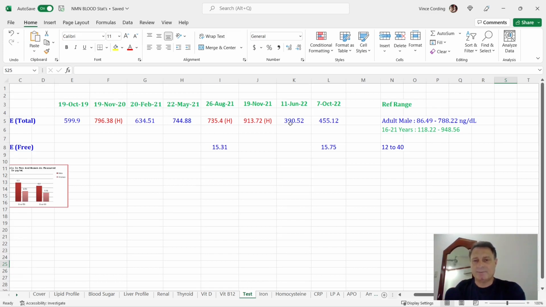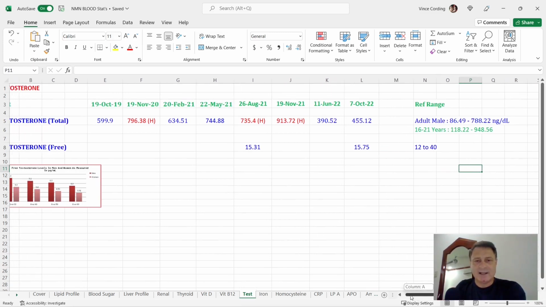I'm not sure, but these two numbers are from one laboratory, and all the numbers prior to that are from a separate laboratory, so I don't know if that's the reason. Also, these numbers aren't given to me in nanograms per deciliter. They're given in another metric and I've got to convert it. So I don't know if that might be the reason why. But 455 is still well within the reference range. The upper limit is 788. So I'm happy with that for a man of my age. Had my free testosterone measured again.